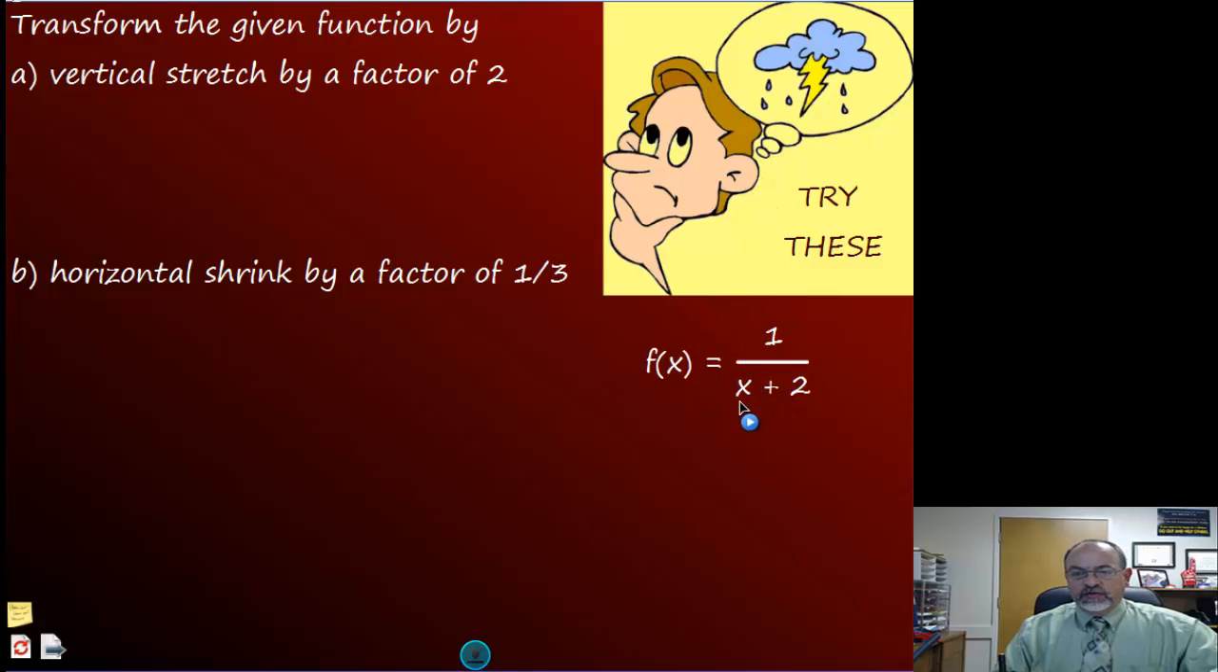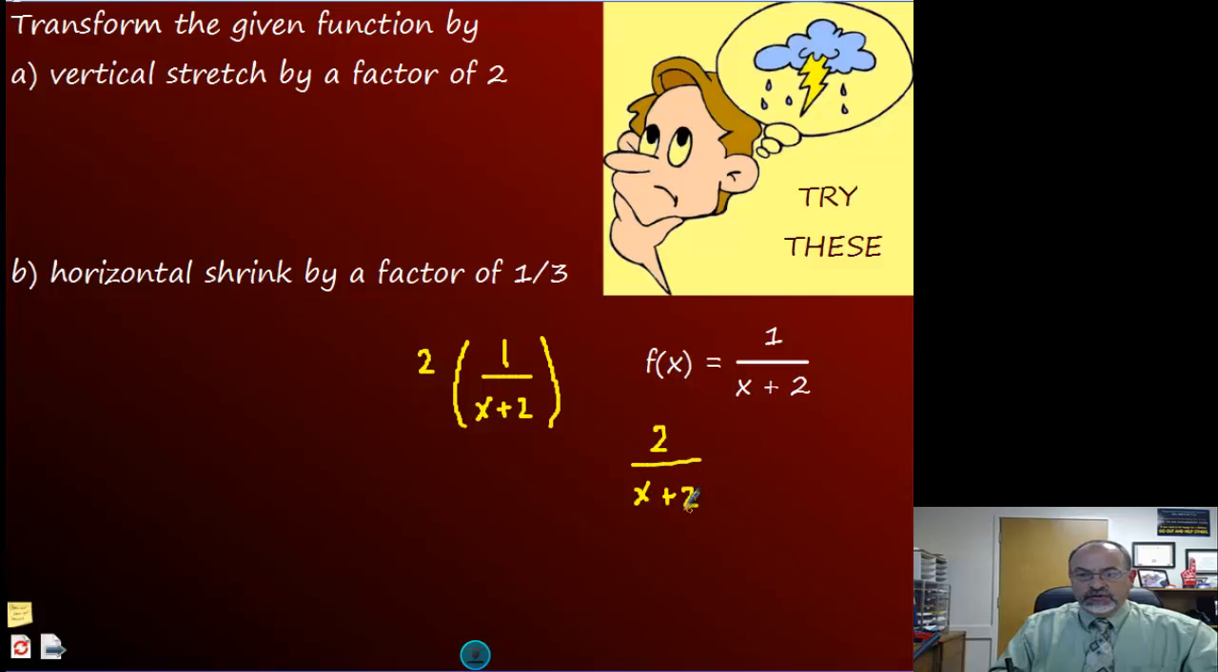So f of x is 1 over x plus 2. If we're going to vertically stretch it by 2, that means, again, when vertical, we're going to multiply the entire function, all of the y values, by 2. Now, this equation represents all of the y values. So if I take 1 over x plus 2, that's going to produce the y values, and I want to stretch them by 2, so I'm going to multiply them by 2. When I do that, that's going to end up being just 2 over x plus 2, so that would be a vertical stretch by a factor of 2.